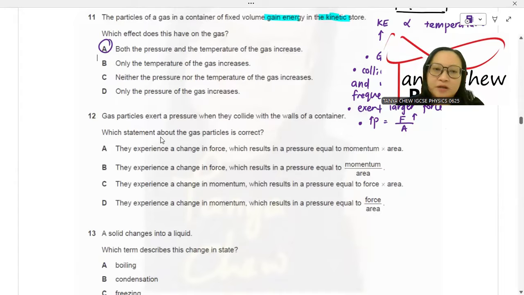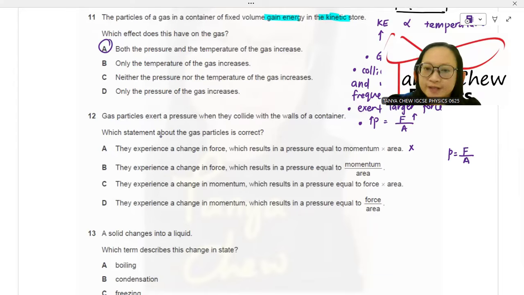Number 12, gas particles exert a pressure when they collide with the wall of the container. Which statement about the gas particles is correct? A: they experience a change in force, which results in pressure. Pressure is equal to force over area. So A is wrong. B: they experience a change in force, which results in pressure equal to momentum over area. No, it is equal to force over area. C: they experience a change in momentum, which is true, which results in pressure equal to force times area. No, pressure is equal to force over area. That is why D is the answer.